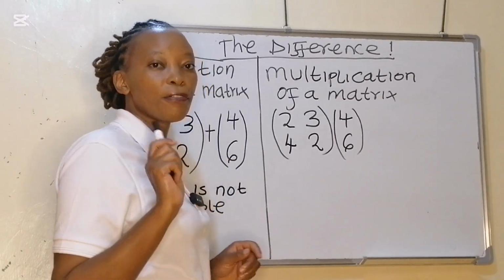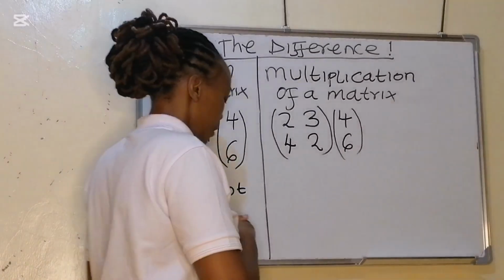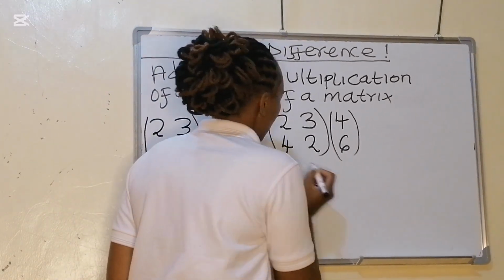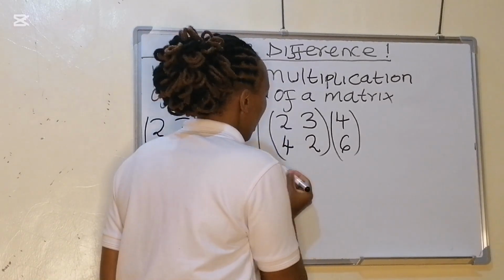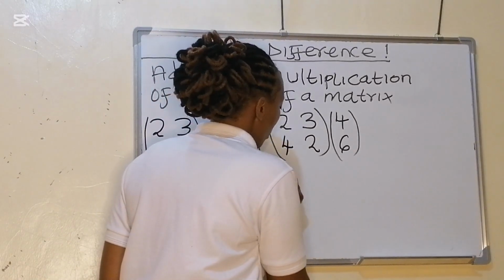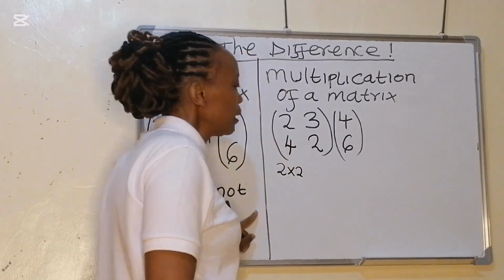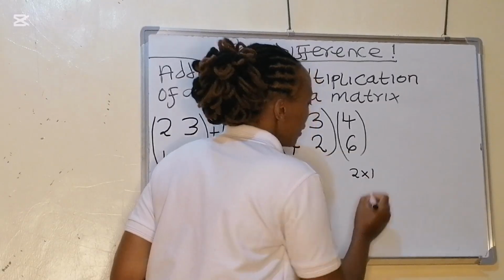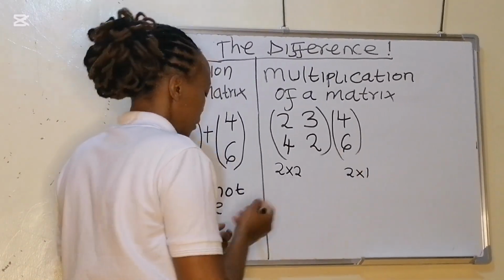I told you the first thing you should do is to read the matrix. Now we are reading the matrix. This is row by column. I said it is row by column. How many rows? We have the first row and the second row. This is 2 by 2. This is how many rows? 2 by 1. This is 2 by 2. This is 2 by 1.